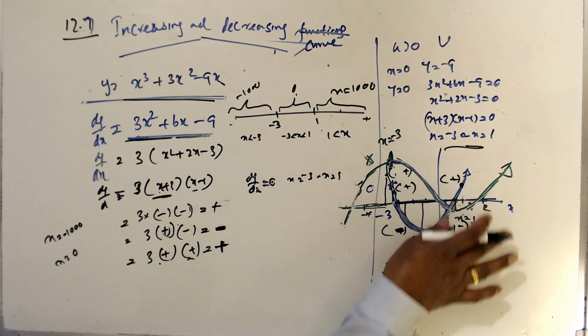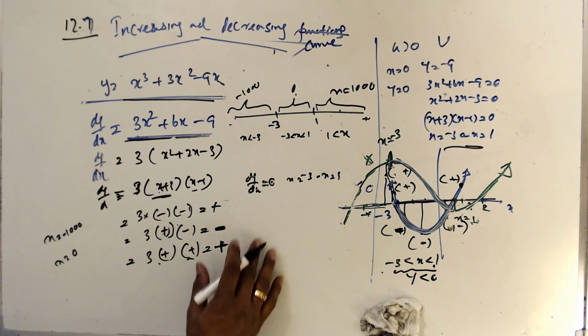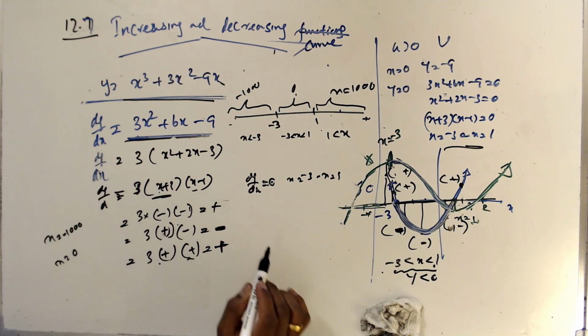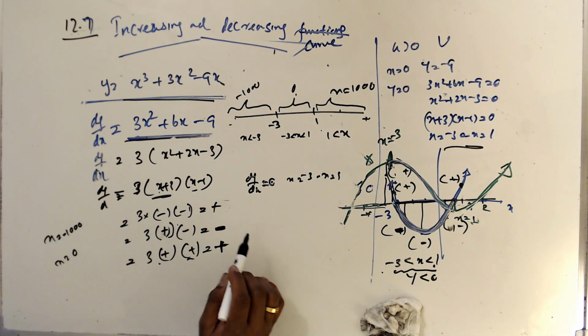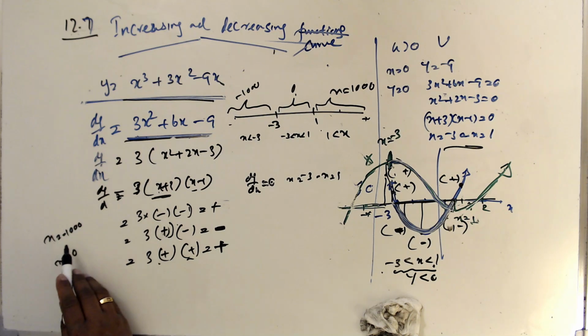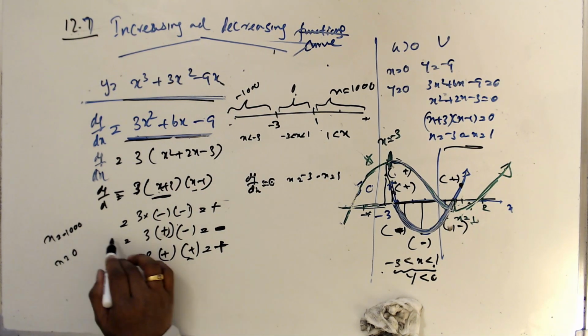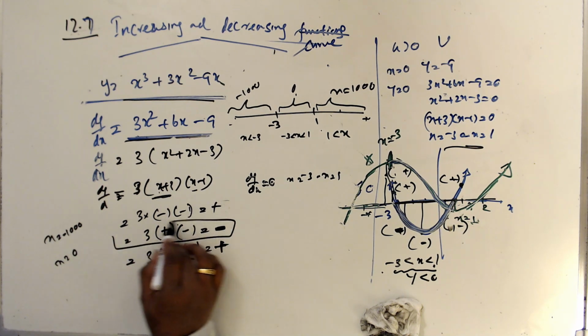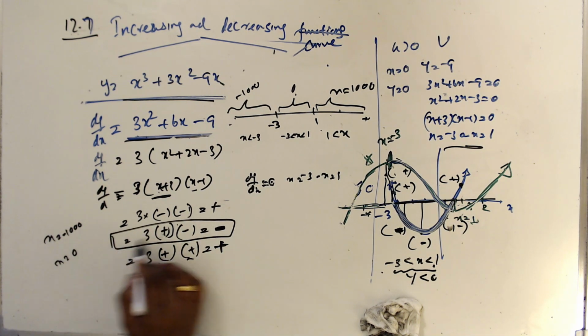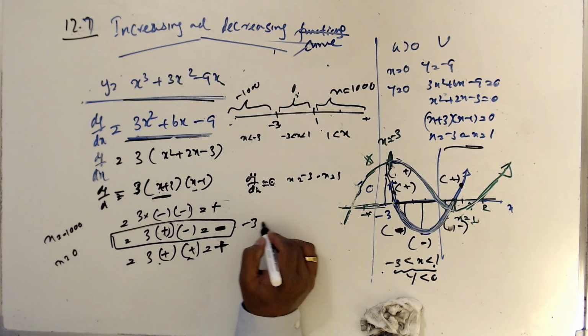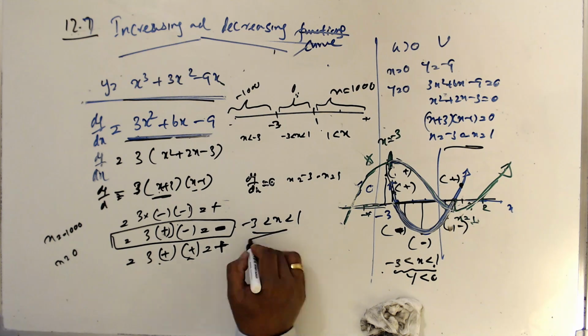So I didn't touch this curve anything. So I clearly identify 3 areas by simplifying like this. And then I will sub some values and then check. Then I found out this is negative. So what is this area? When you put x equals 0, minus 3 greater than x greater than 1.